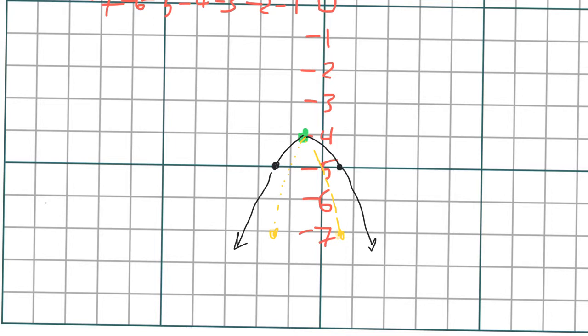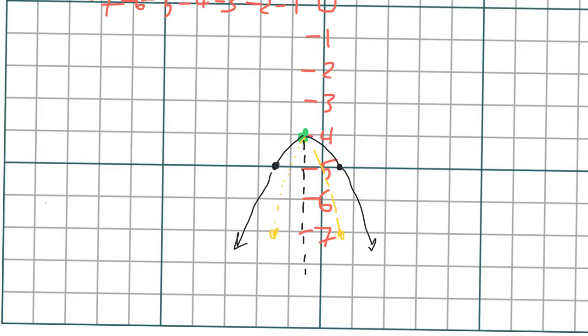Now we're going to apply the horizontal compression. We know that the horizontal compression is by a factor of 1/2. So what that means is if we had the axis of symmetry denoted here, right? If we had the axis of symmetry denoted, it would cut right down the center, wouldn't it?